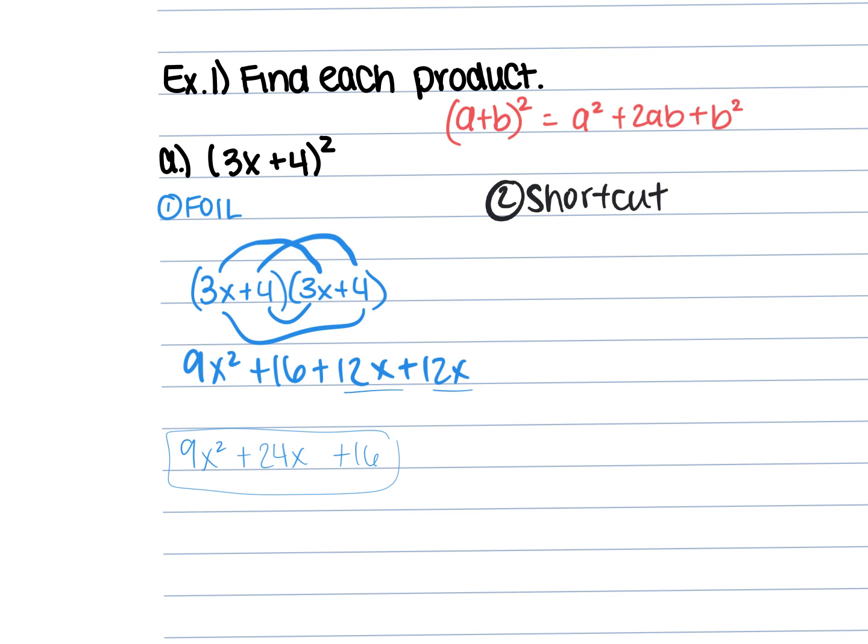So, the first thing you need to do is identify, okay, what is A going to be in this problem? 3x. A is going to be 3x. A matches up with 3x because it's the first term in your binomial. Do you guys see that? We were taking 3x plus 4 and we're squaring it. Do you guys agree A matches up with 3x? What does B match up with? Just 4.